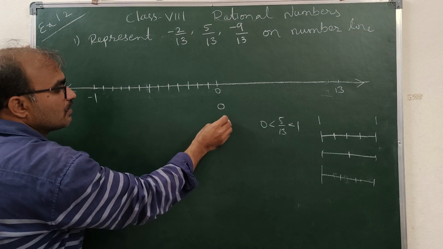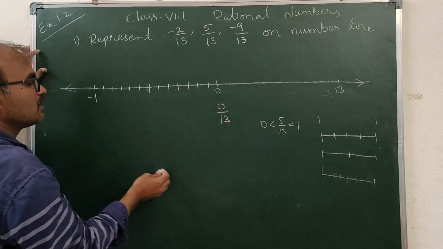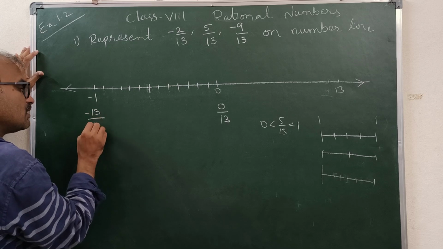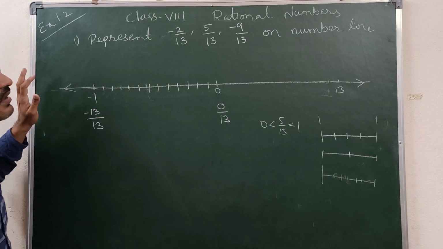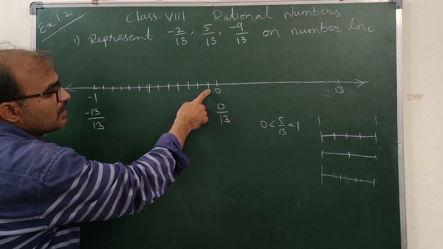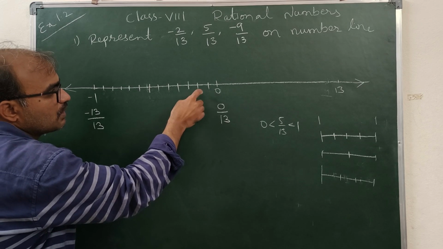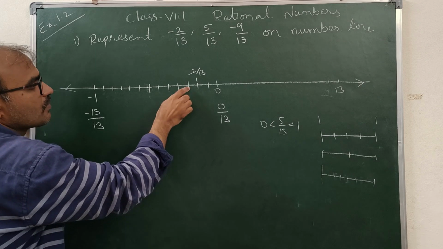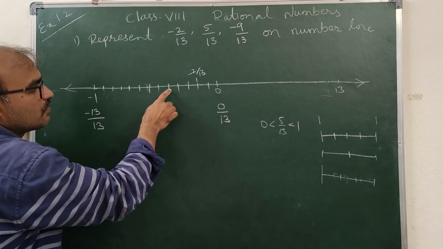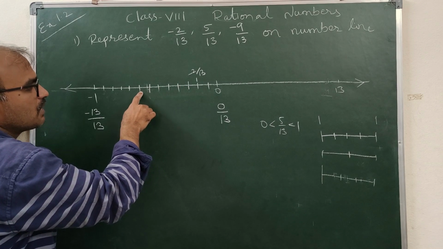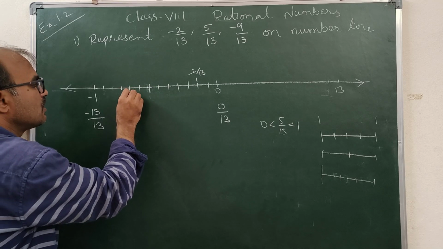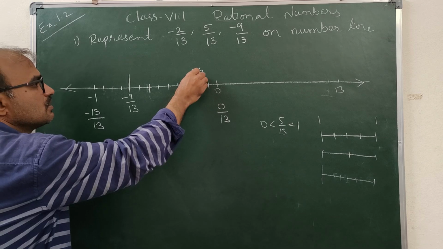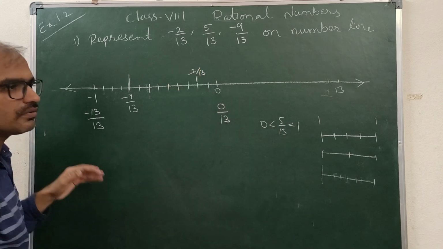So this is actually what? 0 by 13. 0 13s. As one whole is made 13 equal parts, this will be 13 13s, right? This will be 13 13s. So this will be minus 1 by 13, minus 2 by 13. So this is minus 2 by 13. Minus 3, minus 4, minus 5, minus 6, minus 7, minus 8, minus 9. Minus 9 13s, right? So this is minus 9 by 13. This is minus 2 13s.